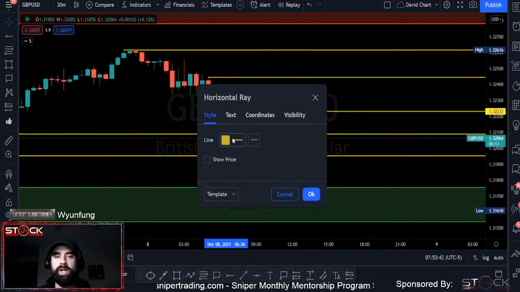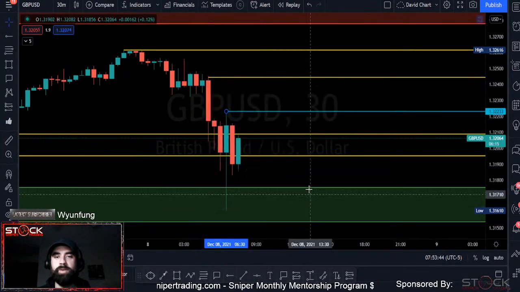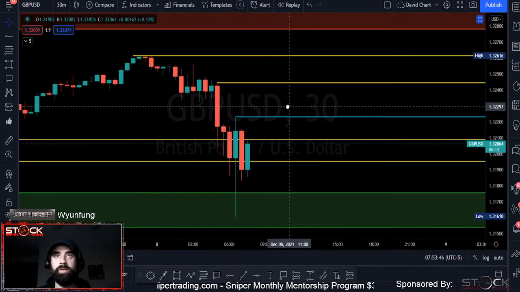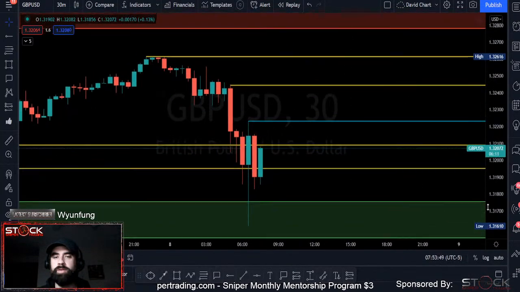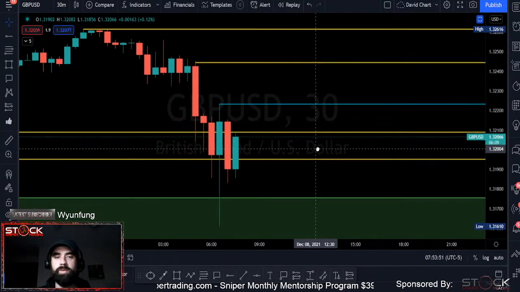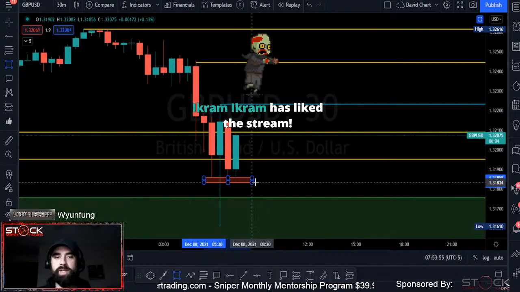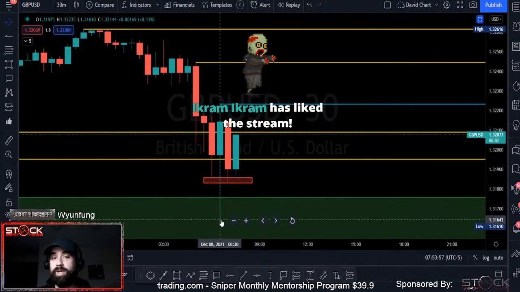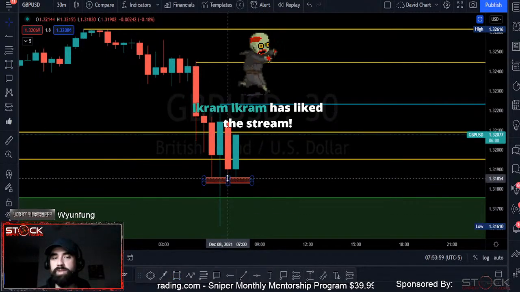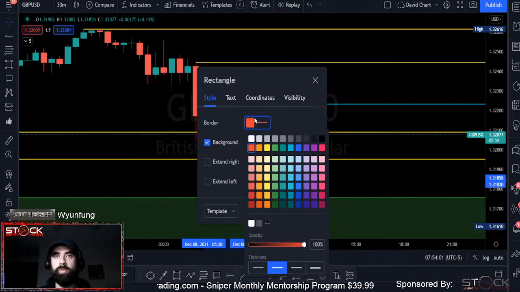Okay, now we're going to edit it back down to there, and I'm going to add in a mini demand zone. Okay, because price did not make it above, or sorry, it touched here, but now here you see there's different areas of support forming.